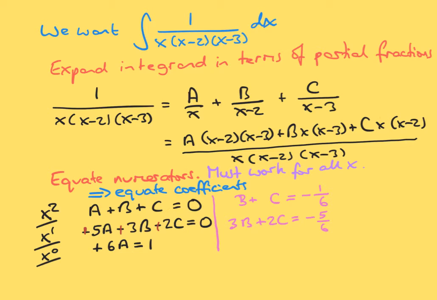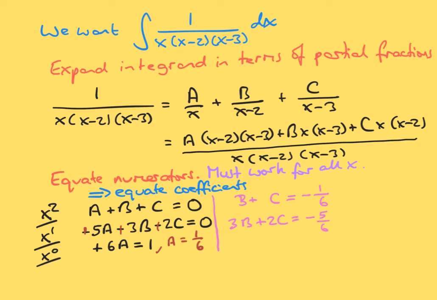And then finally, if we look at the constant terms, this term and this term has a factor of x in each of them. So therefore there are no constant terms. The constant terms can only come here when you have a times minus 2 times minus 3. So that's plus 6a, and that's got to be equal to 1. So that tells us that a is equal to 1 over 6, and that is our first unknown coefficient.